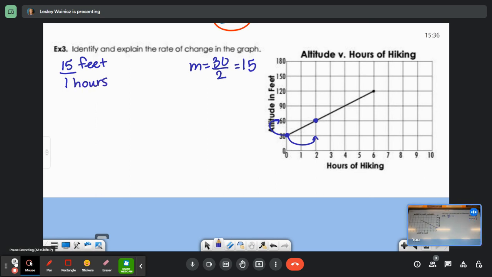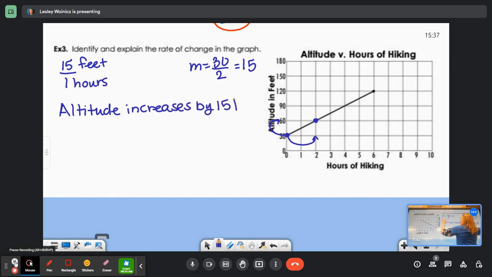So when we're describing this, how much does our altitude go up every hour? 15. Yeah, so that's what we say. Altitude increases by 15 feet. Don't put it away yet. I need to add something. Every 1 hour.